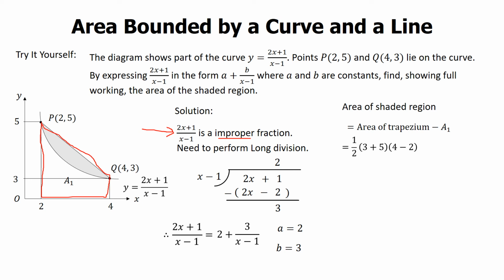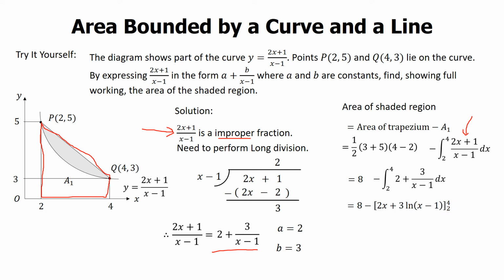Okay, so the area of the trapezium will be half times (3 + 5), then times (4 - 2), minus A1. To get A1, it is the integration from 2 to 4 of (2x + 1)/(x - 1) dx. So the area of the trapezium will be 8. And we can't just integrate (2x + 1)/(x - 1) directly. So we have to change it to the proper fraction, which is the integral of 2 + 3/(x - 1) dx.